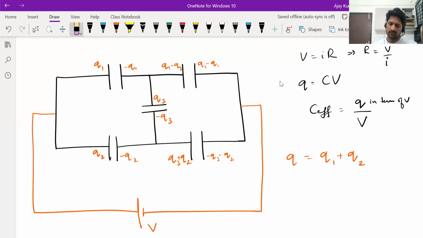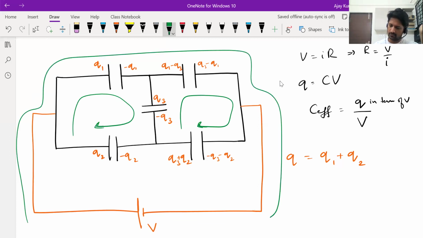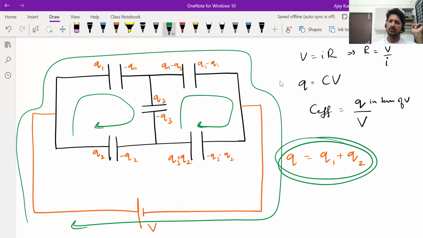Now apply KVL. Same thing, same procedure. One loop here, one like this, and then the outermost one. You'll get the value, like with three equations, you can get Q1, Q2, Q3, all three charges in terms of V you can find out. Once you know Q1, Q2, Q3 in terms of V, you can tell Q in terms of V, which is Q1 plus Q2, and then divide them, you'll get the effective capacitance.